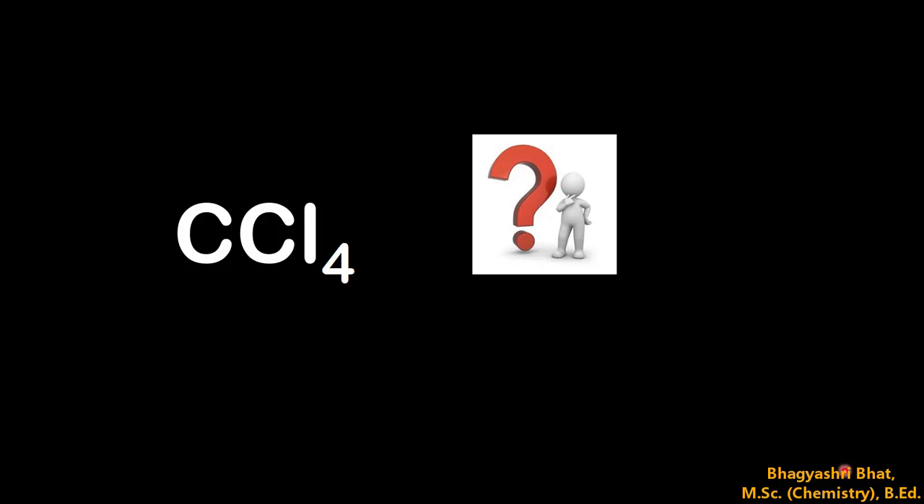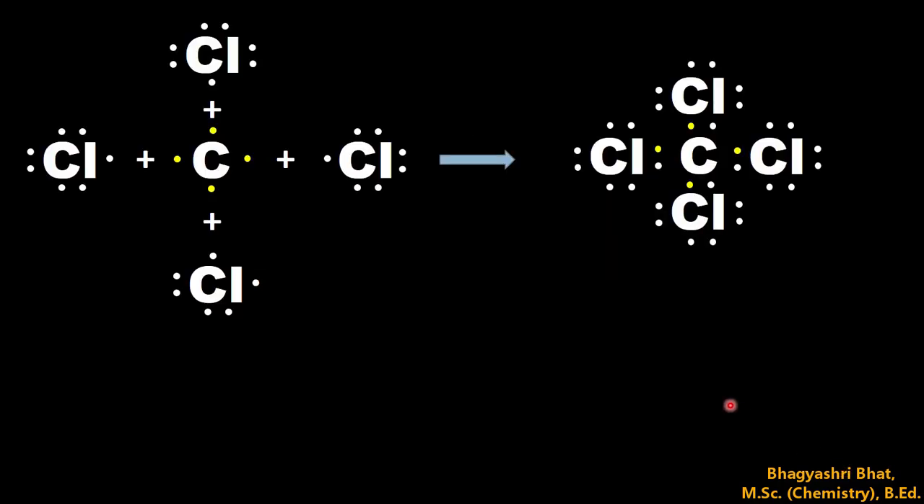It is a covalent compound in which one carbon atom has 4 valence electrons. Each chlorine atom has 7 valence electrons. So each chlorine atom needs one more electron to satisfy the octet rule. So it shares one electron with the carbon atom. This is a covalent compound, carbon tetrachloride. So what happens in this case? Each chlorine and carbon share a pair of electrons.